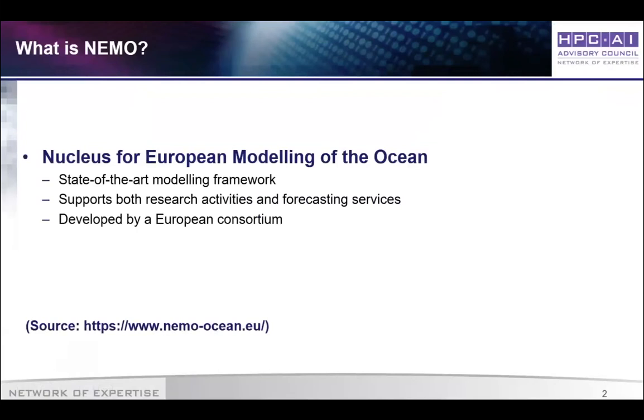So what is NEMO? NEMO is an acronym that expands to Nucleus for European Modeling of the Ocean. It's developed by a consortium, and it's based on a state-of-the-art modeling framework for the ocean. This can be made a part of both weather forecasting models, and it is, and long-range climate models. So it does support research activities and forecasting services at the same time. The link down there gives the main page for NEMO.